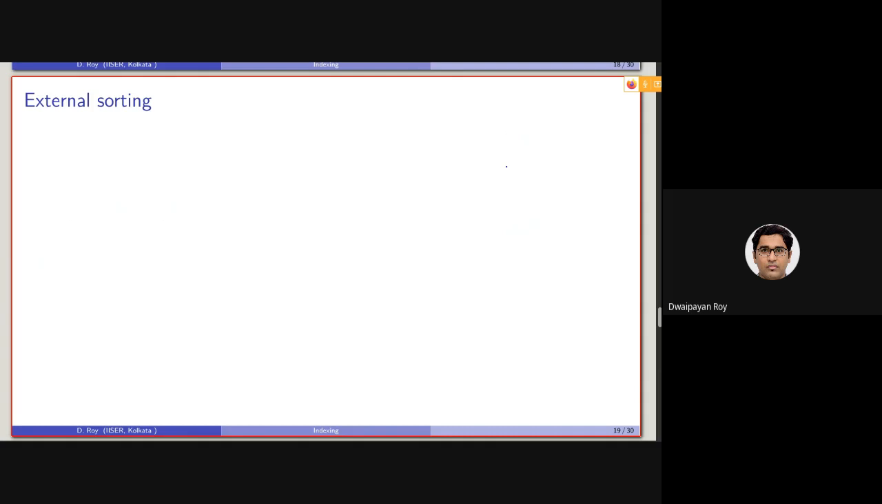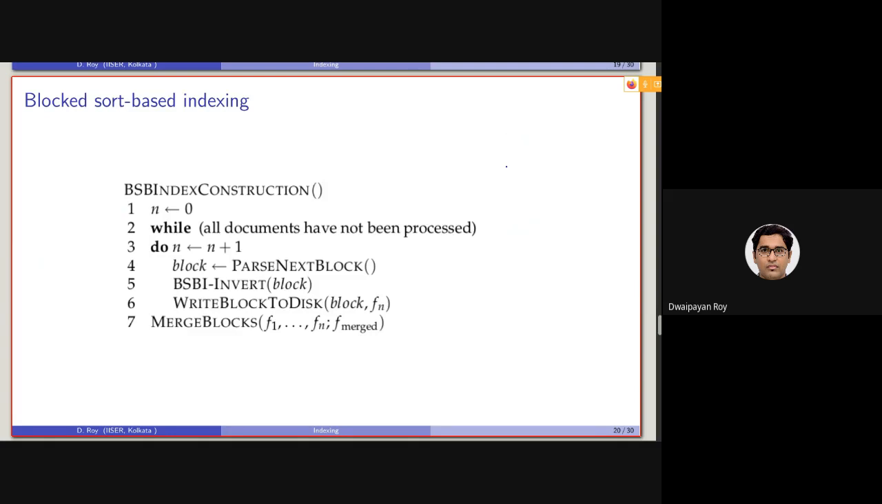In general, this is called external sorting. There are broadly two algorithms. First is called block sort based indexing, or BSBI, and second is single pass in-memory indexing, or SPIMI. In the block sort based indexing, we will be calling this function with all the documents basically.